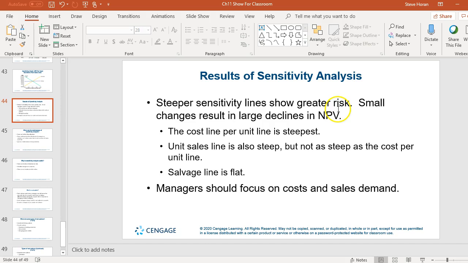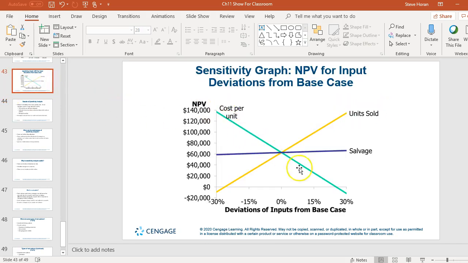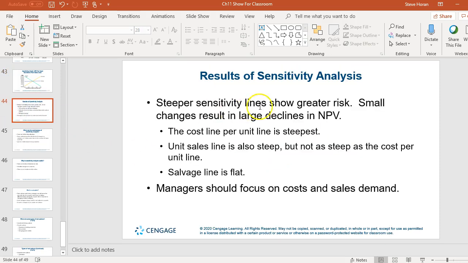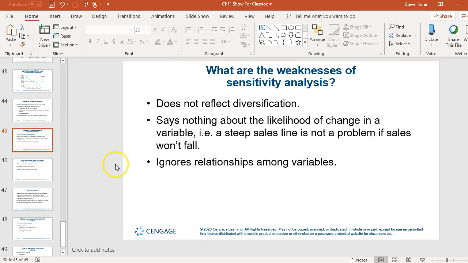Okay, the steeper the lines show the greater the risk, which is important. These lines have some steepness to them. They do. They could definitely be steeper, but that's what's nice about graphing that. Okay, but typically what managers can control is cost and sales demand, right? So those are usually the biggest variables, is what will it cost us to make this product and what will sales demand be, which means maybe we have to advertise and stuff like that.